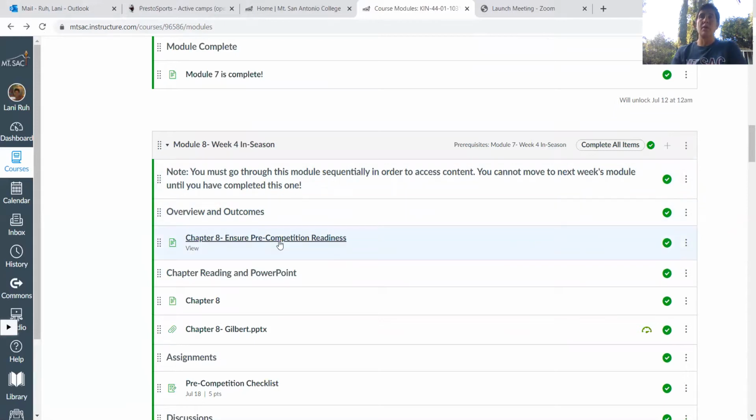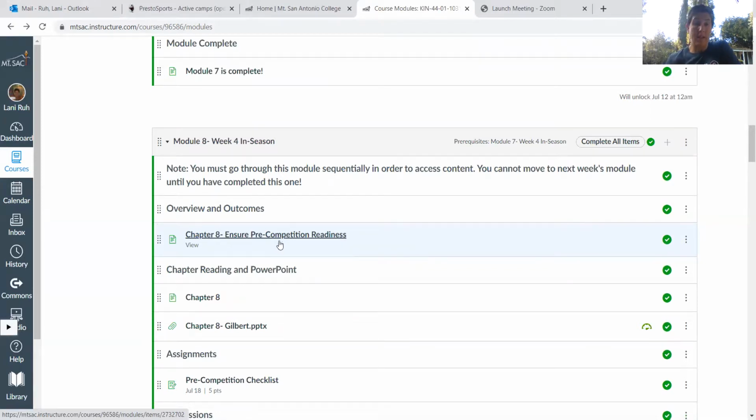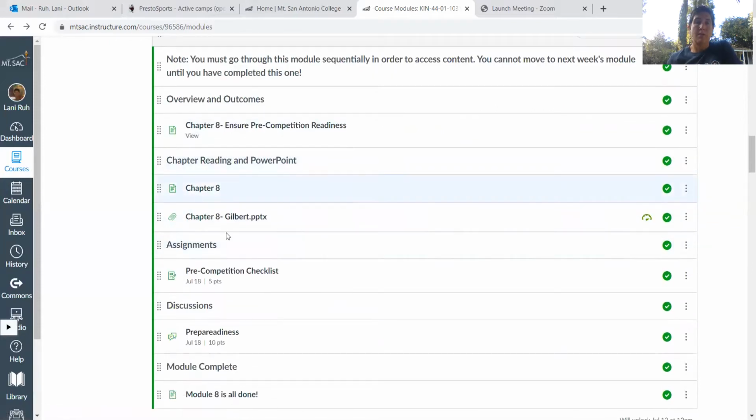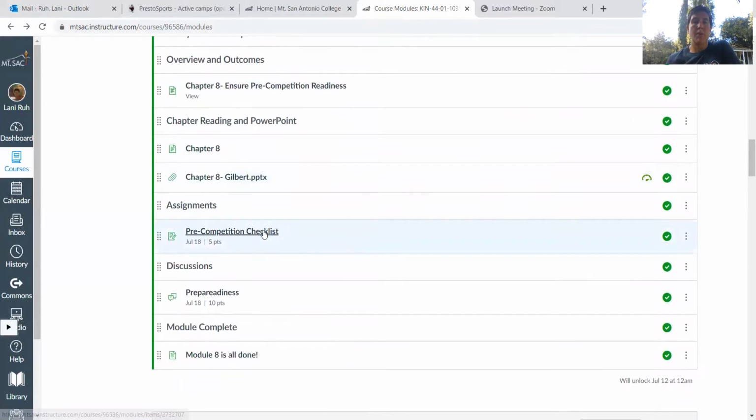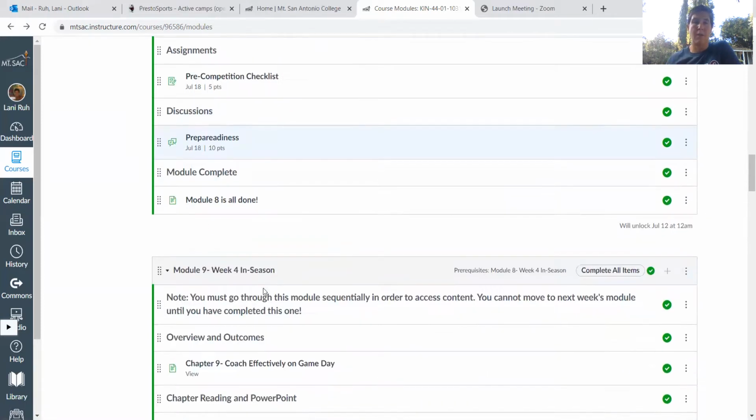This one is talking about how you prepare for competition, how you prepare for game day, test day, job interview, anything like that. So there's the chapter 8 reading, and then the PowerPoint to go with it. There's a pre-competition checklist that you can go through there, and you can also use a checklist for maybe a job interview, workplace situation, testing and classes. And then discussion on prep and readiness. So you'll watch a video and then have the discussion from there.